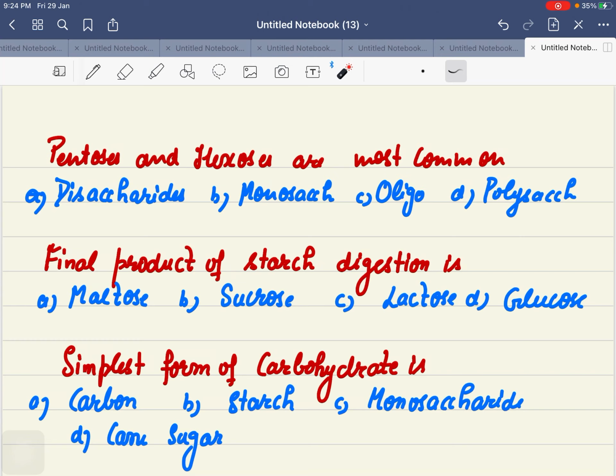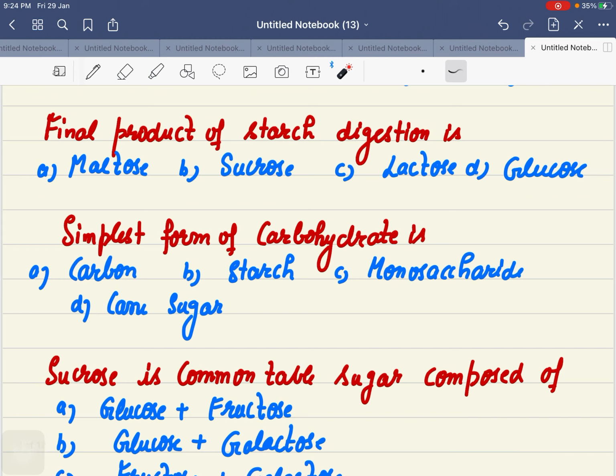Okay, pentoses and hexoses. Here the problem comes with the oligosaccharides and the disaccharides. You know that glucose has which ring? Hexose. Fructose has a pentose ring. Pentose and hexose rings are most common in monosaccharides. Final product of starch digestion: break down the starch, what will you get? Starch is a polysaccharide formed from many units of glucose. So when you break starch, you will get glucose.